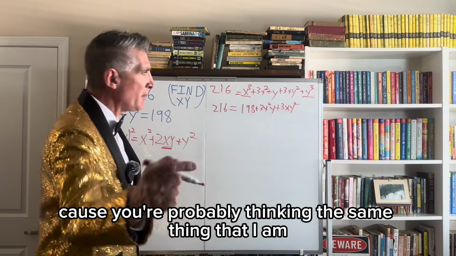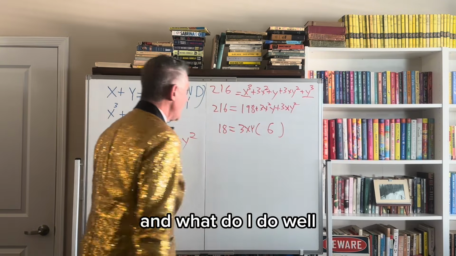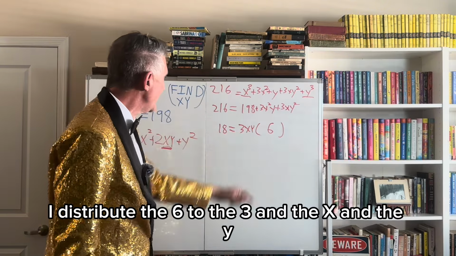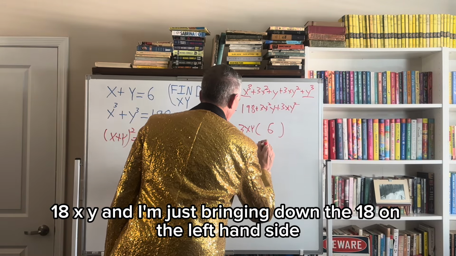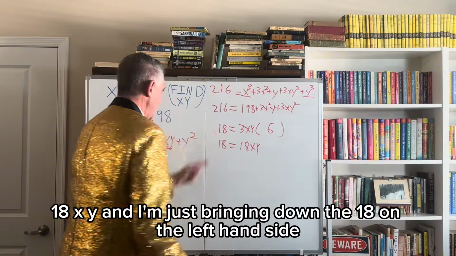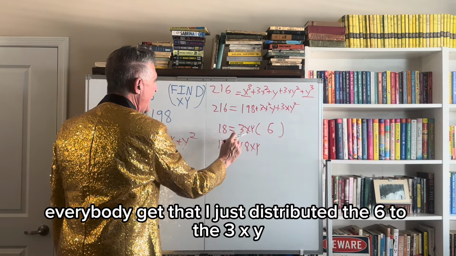All right, okay. Hold on just a second. If you look here in the parentheses, it says x plus y. Well, I've got x plus y up here, which equals 6. Let's take out the x plus y real quick and substitute in our value of 6. I distribute the 6 to the 3xy, leaving us on the right-hand side 18xy. And I'm just bringing down the 18 on the left-hand side. Everybody get that? I just distributed the 6 to the 3xy.